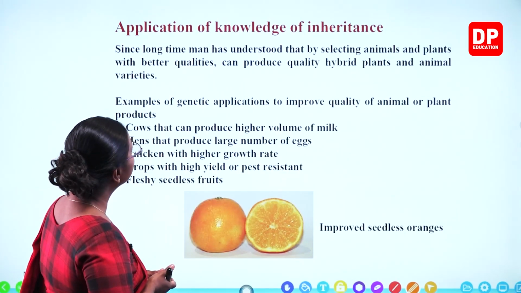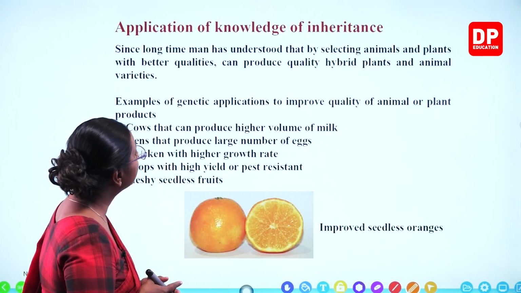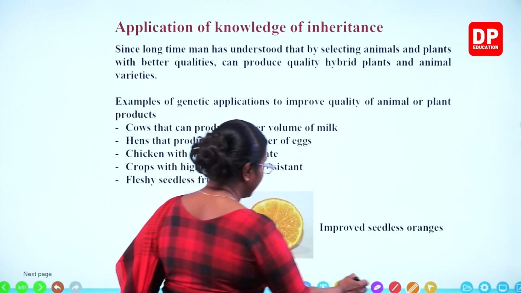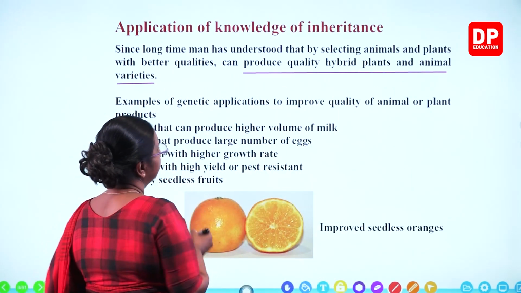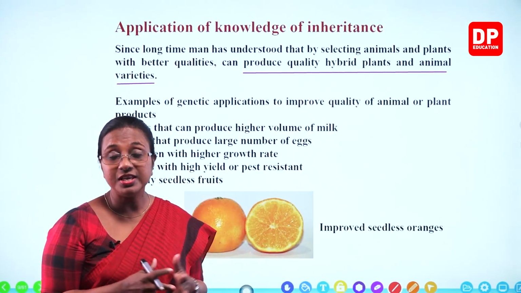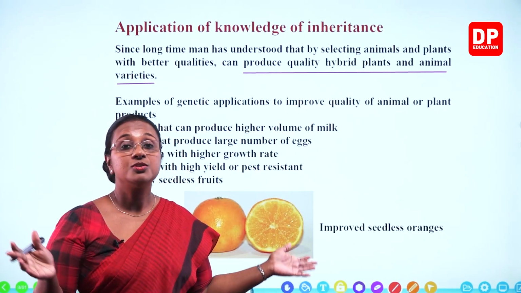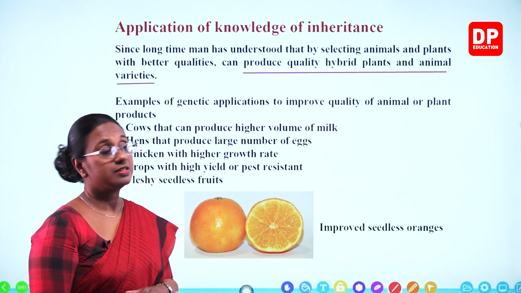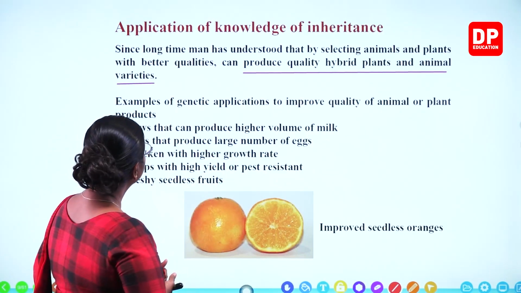Since a long time, man has understood that selecting animals and plants with better qualities can produce quality hybrid plants and animal varieties. So here the main aim is to produce quality hybrid plants and animal varieties. What is the meaning of hybrid? Mixing characteristics, crossing characteristics. You can remember the term monohybrid cross. So they are a mixing of characteristics. So here also we mix characteristics to get more quality produce. So that is the reason.